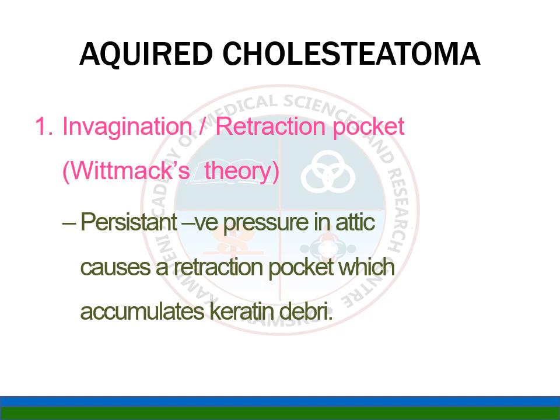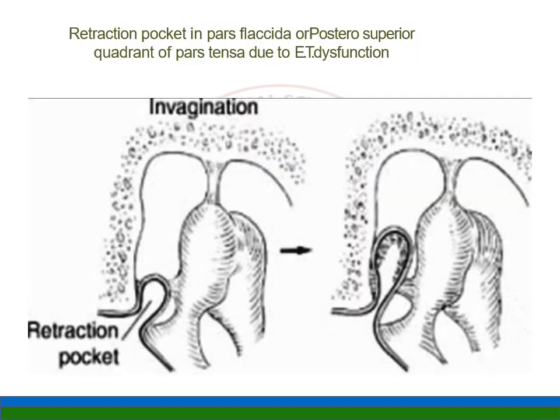So Wittmaack says due to persistent negative pressure, and there might be a eustachian tubal dysfunction behind this negative pressure. Due to this negative pressure, the attic region converts into a retraction pocket which accumulates keratin debris and later on becomes cholesteatoma.